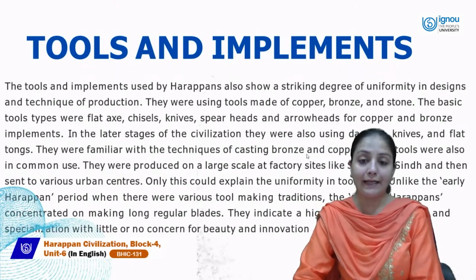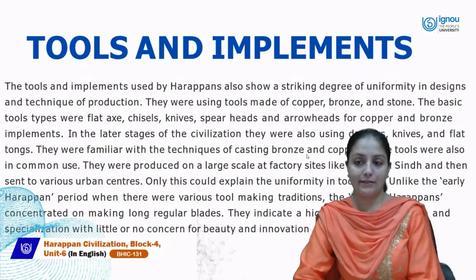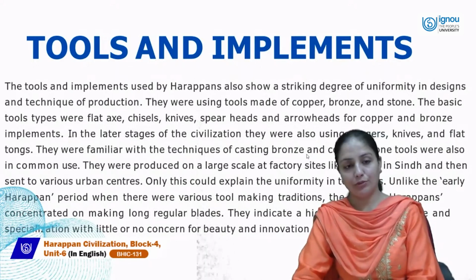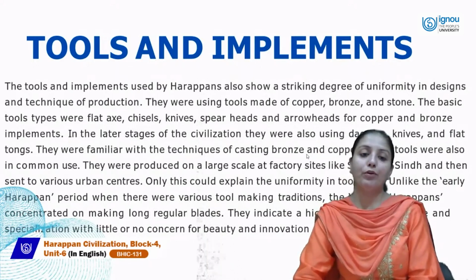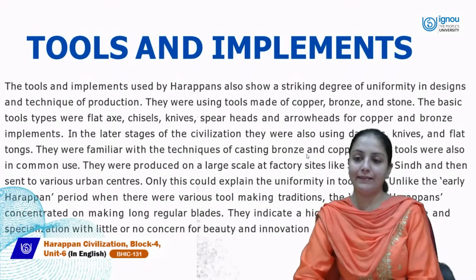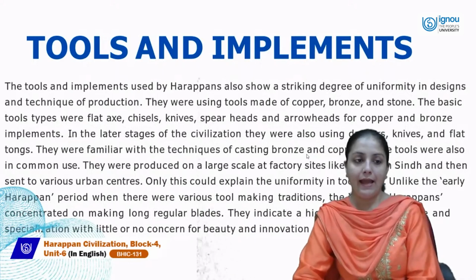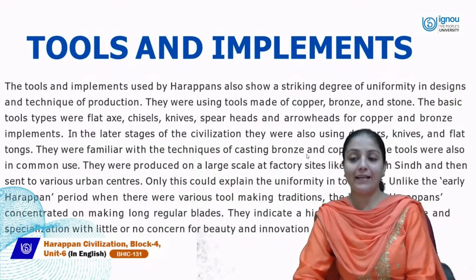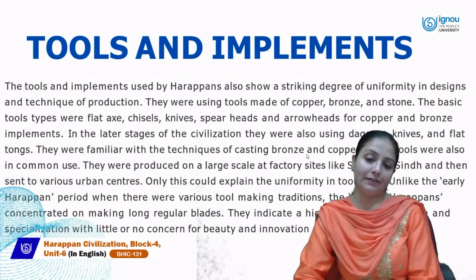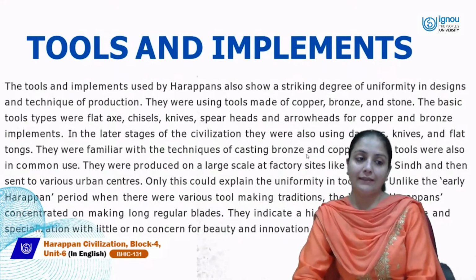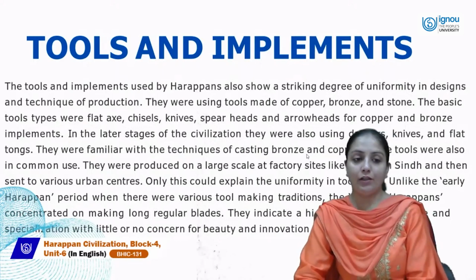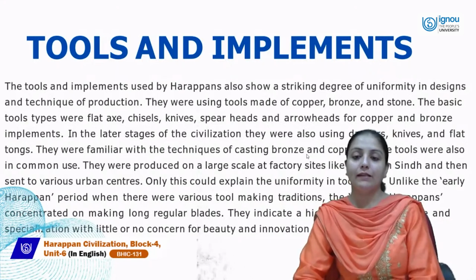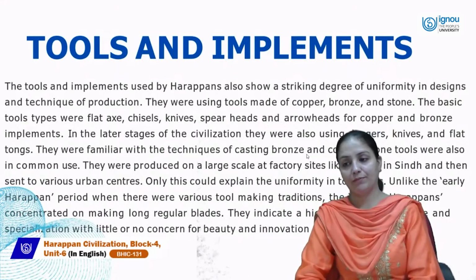They were familiar with the techniques of casting bronze, copper. Stone tools were also in common use. They were produced on a large scale at factory sites like Sukkur in Sindh and then sent to various urban centers. Factory sites like Sukkur in Sindh. Then from factory they sent their material to various urban centers. Only this could explain the uniformity in tool types.